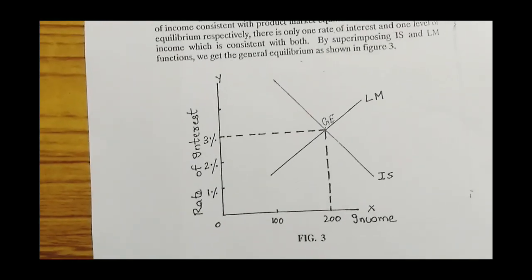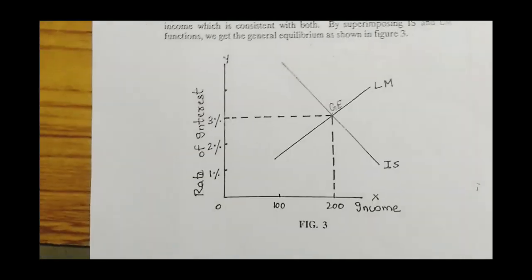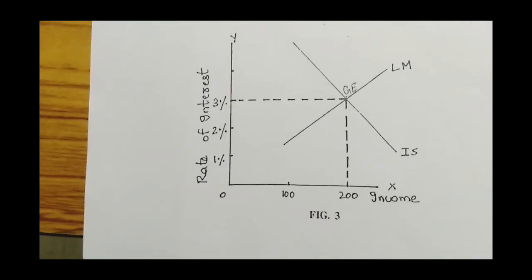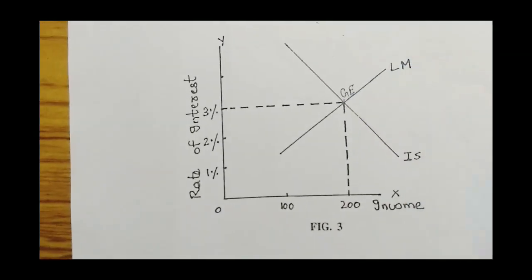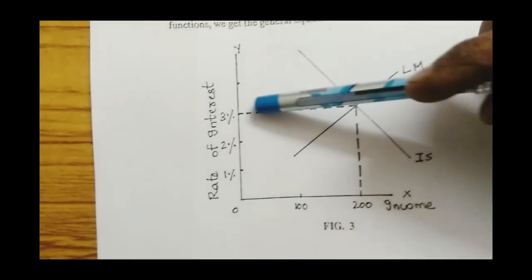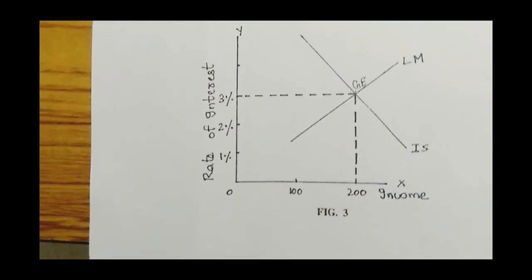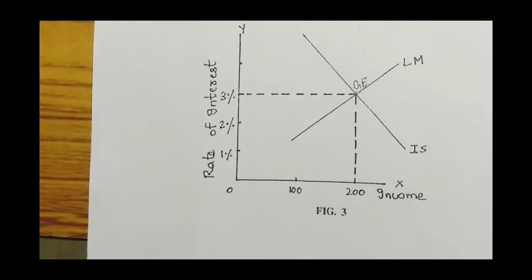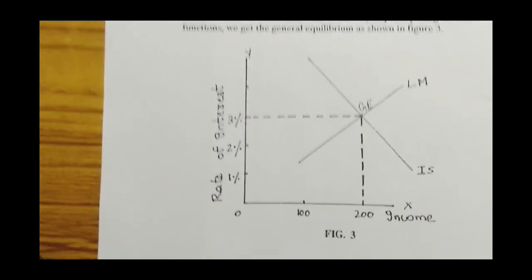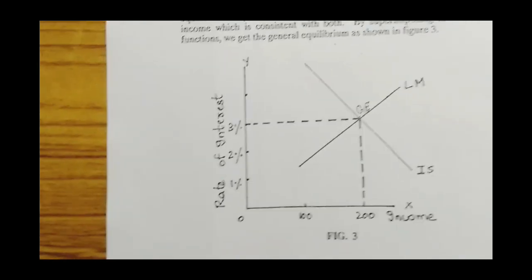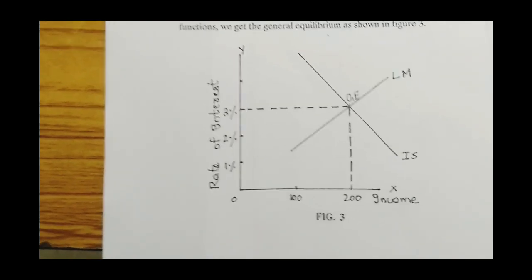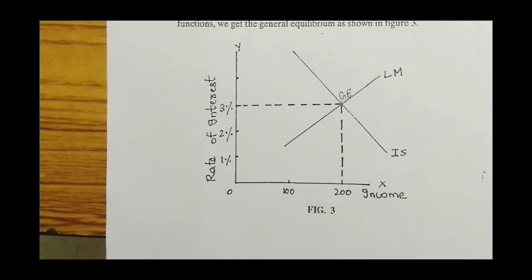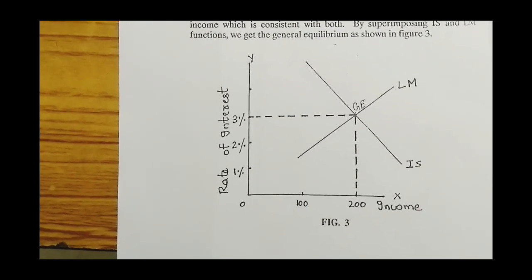The Y-axis represents the rate of interest, the X-axis represents income. The intersection of the IS and LM curves takes place at a 3% rate of interest and an income level of 200 crores. At this rate of interest and level of income, the level of investment is rupees 100 crores. There is general equilibrium at a 3% rate of interest and at rupees 200 crores level of income.